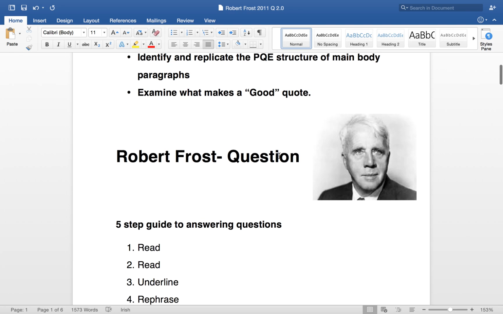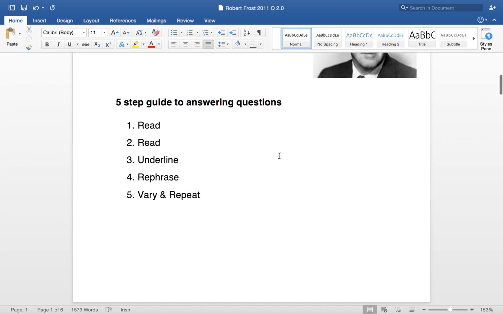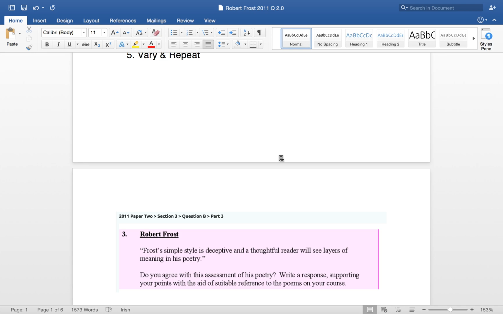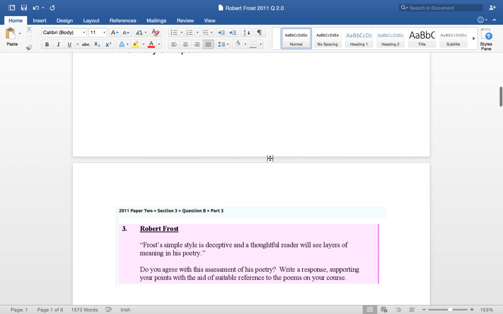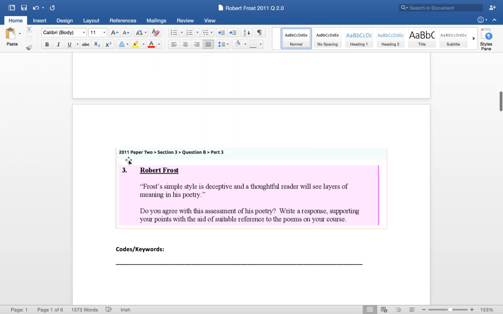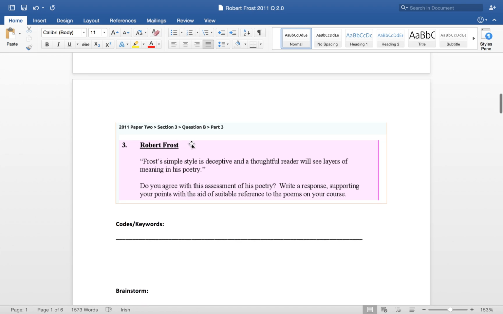Okay, so let's get down to the question itself before we get into this procedure. This comes from 2011, paper 2, Robert Frost question. Frost's simple style is deceptive, and a thoughtful reader will see layers of meaning in his poetry. Do you agree with this assessment of his poetry? Write a response supporting your points with aid of suitable reference to the poems on your course.